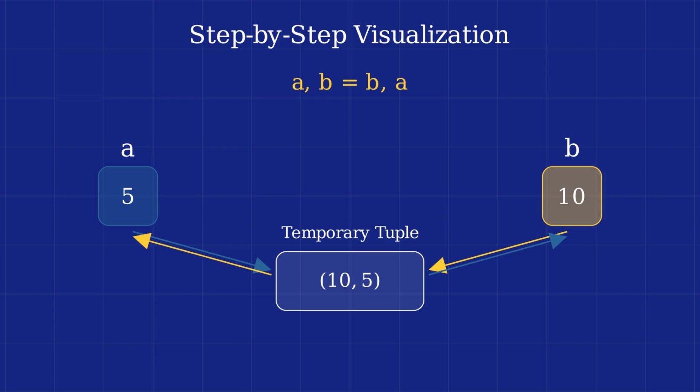Then Python unpacks this tuple and assigns the values to the variables on the left side. The first value, 10, goes to a, and the second value, 5, goes to b. And just like that, we've swapped the values without using any temporary variables in our code. The temporary tuple is created and handled automatically by Python behind the scenes.